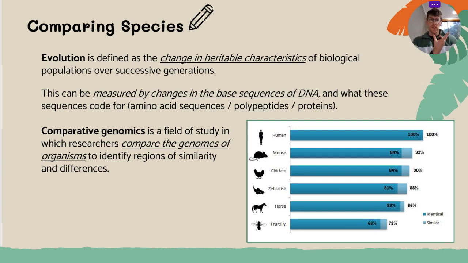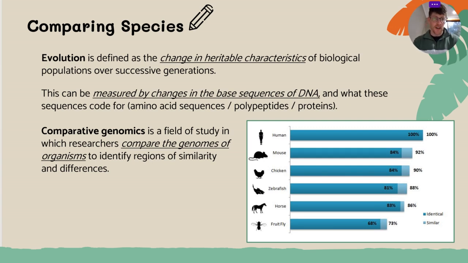The way that we compare species is via this concept of evolution. So we look at comparative genomics, a study in which we compare the genomes of organisms and look at how closely related the DNA sequences are between one organism and another. If we look at that little picture in the bottom corner, human DNA is about 84% identical to the mouse and the chicken, and 81% to the zebrafish. If you look at the comparison with a mouse, it's quite similar.